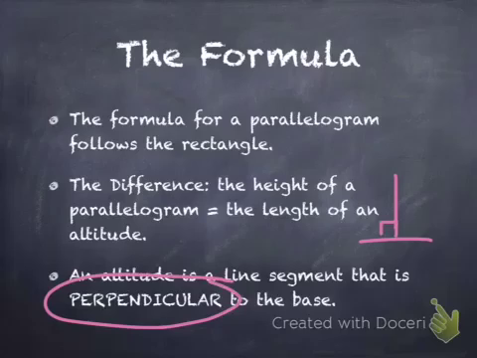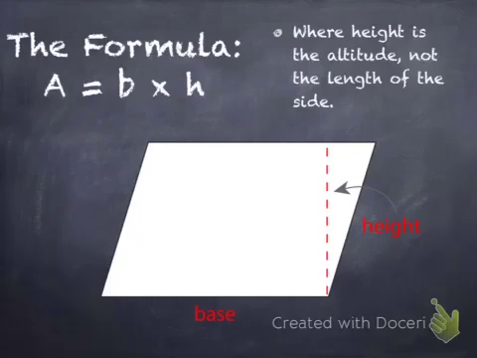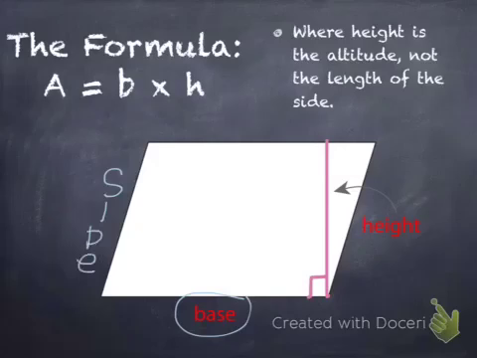So let me show you what that looks like. The altitude is actually right here, where it forms a 90-degree angle to the base of the parallelogram. As students, we're sometimes tempted to think that we need to do the base times the length of the side over here on the other side to find the area of the parallelogram, which is incorrect because this angle is not a 90-degree angle. It's not going to give you the accurate height. Our altitude would actually be just a little bit shorter than that.